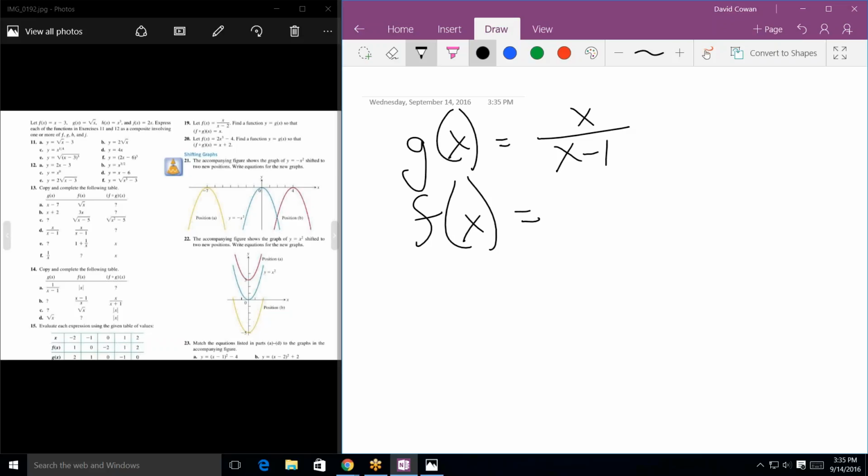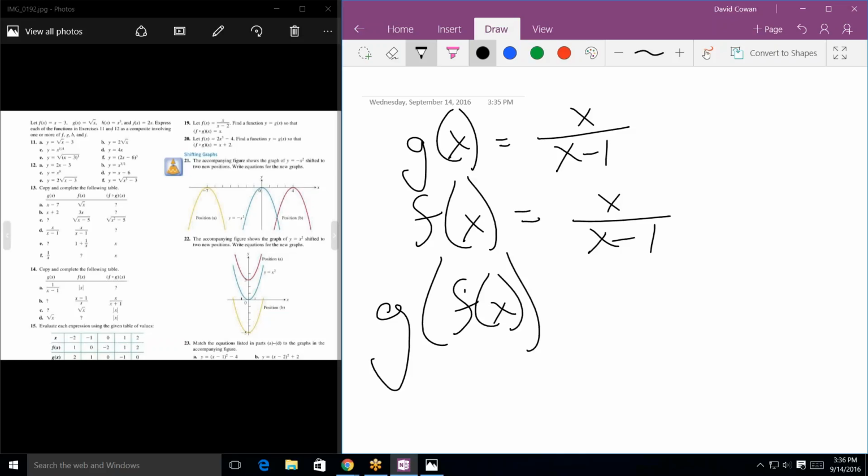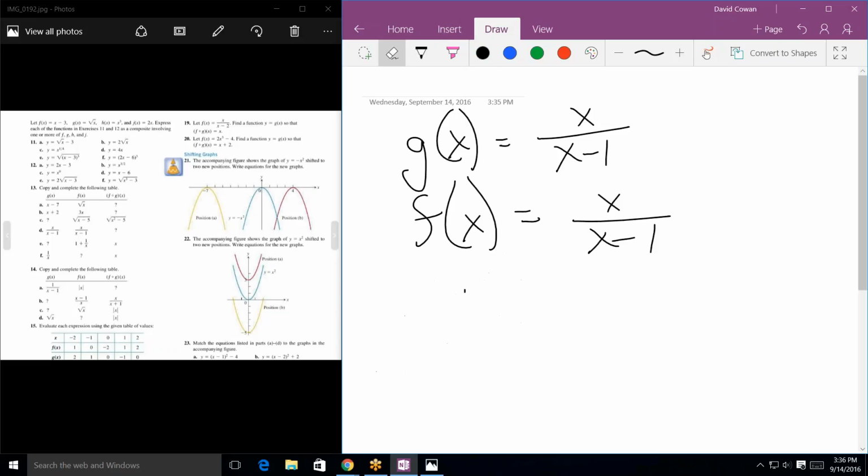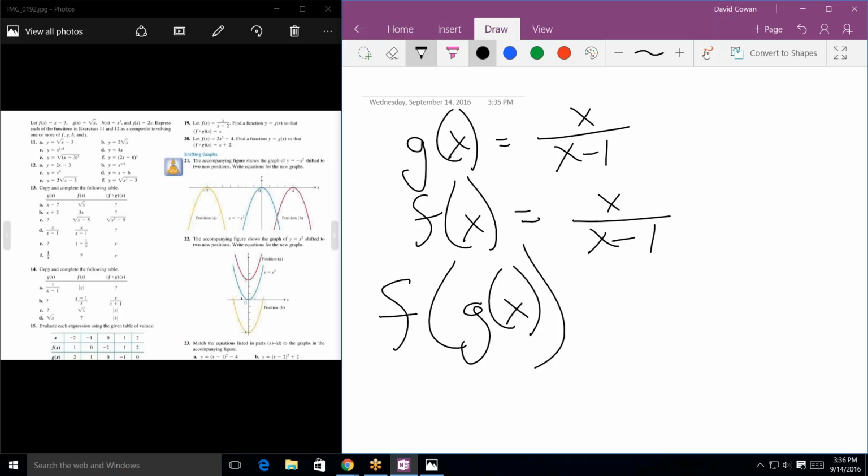Well, here they're giving you g of x is that, and f of x is the same thing. So what is g of f of x? Hold on, let me erase that. It's f of g, so it's really f of g of x. That's what f of g means. The third column.